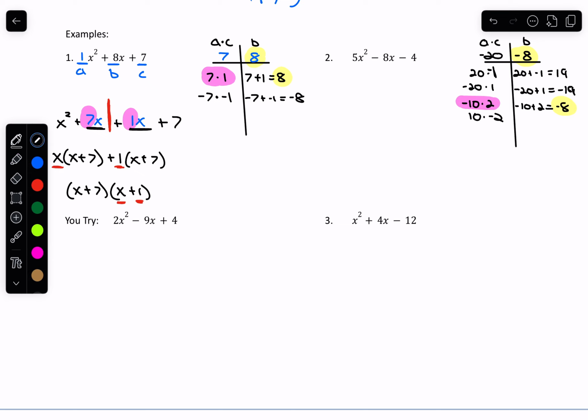So now I'm going to split my middle term. Usually I do not write a separate line the way I did in the first one.